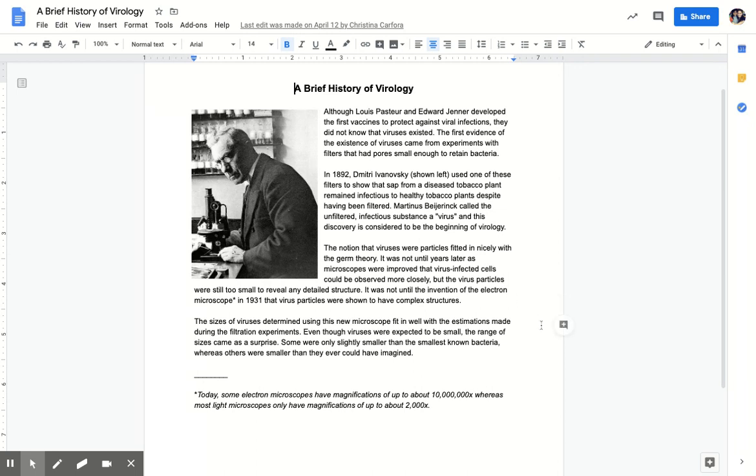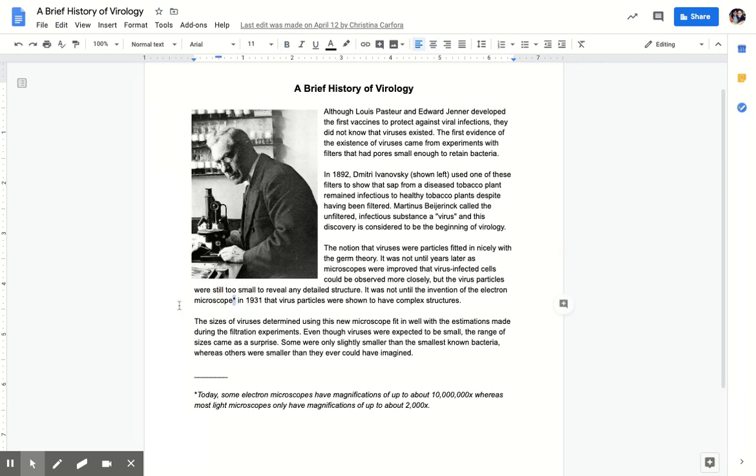It was not until years later, as microscopes were improved, that virus-infected cells could be observed more closely. But the virus particles were still too small to reveal any detailed structure. It was not until the invention of the electron microscope in 1931 that virus particles were shown to have complex structures. So I want you to notice this little asterisk right here.